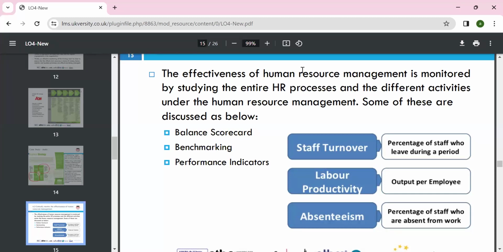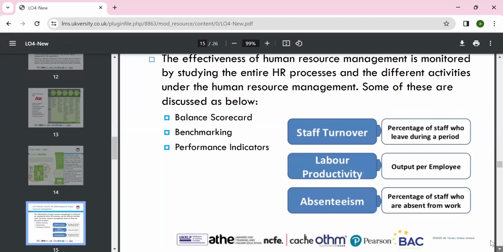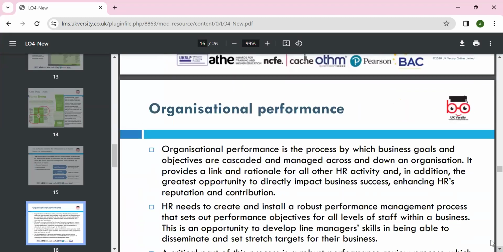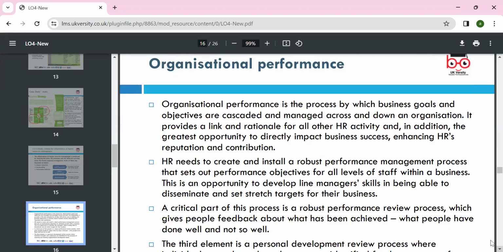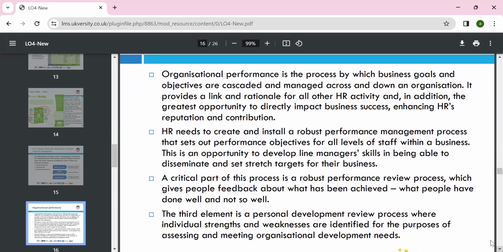Benchmarking and performance indicators: staff turnover, the percentage who leave during the period, labor productivity per person, productivity, absentees, how many people are absent. Organization performance is the process by which we measure the goal. We look at HR activities as the greatest opportunity to directly impact business success. So we can look at HR reputation.